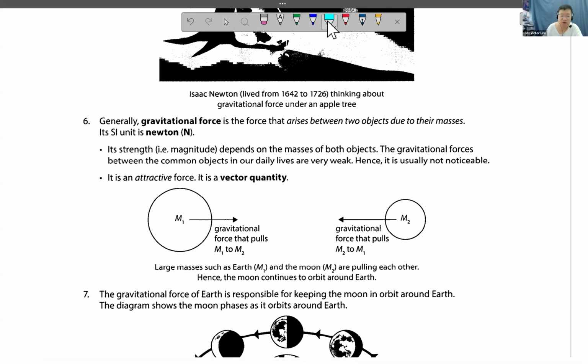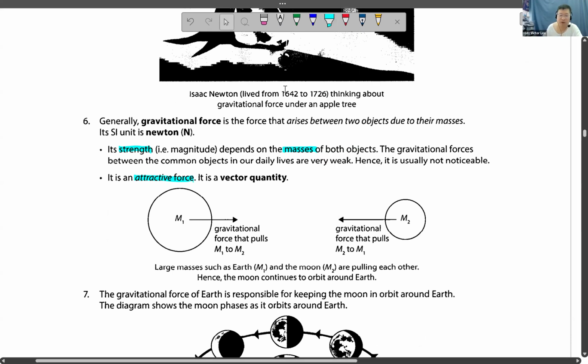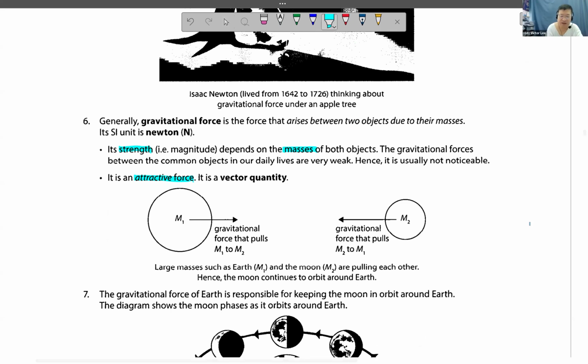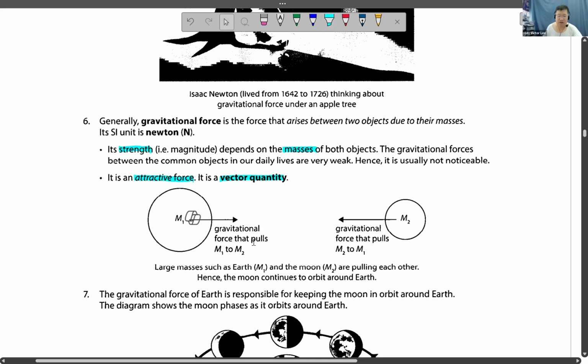So two things to know. The strength depends on the mass. It is only an attractive force because you can never repel. Two objects will not repel because of gravitational force. And the direction is a vector. Vector means there's a direction. For example, gravitational force that pulls M1 to M2. So this is a force, M1 pulls to M2. This side is gravitational force that pulls M2 to M1.